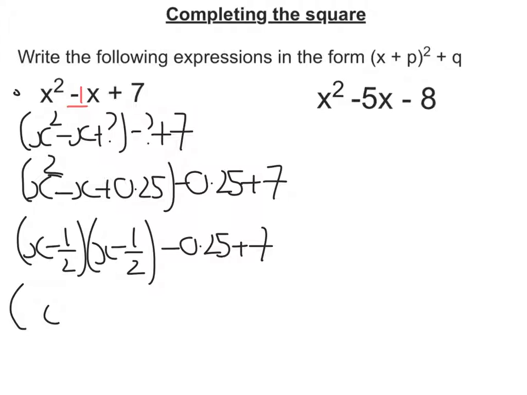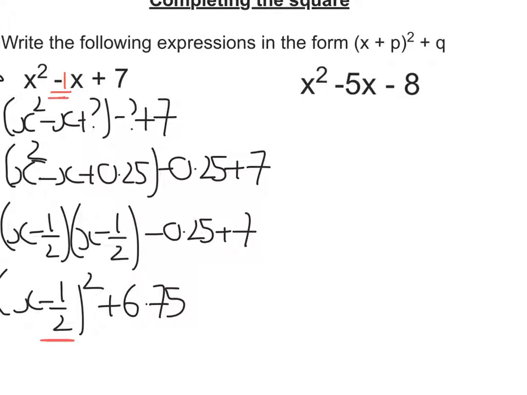So simplify this: x minus 1/2 squared plus 6.75. Now what you might notice is that this number here, the x coefficient, the number we end up with is always half that number.